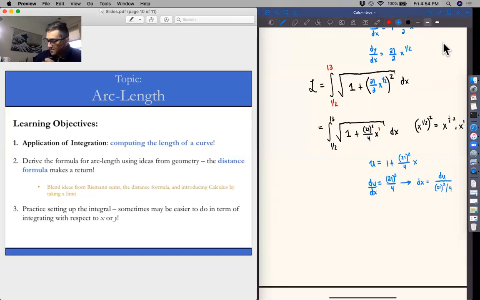So let's plug all this stuff into the integral. Our integration bounds, remember though, are with respect to x. So we have x equals 1/2 to x equals 13. They are not with respect to u. Then we now have the square root of u. And after we change our dx into du, we now have du all over 21 squared over 4.